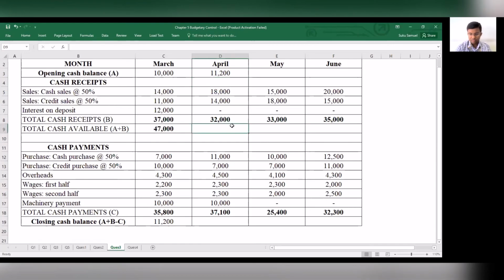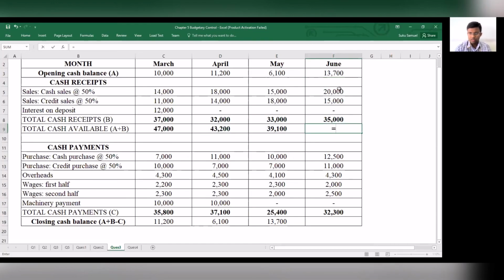So 11,200 will be your opening balance for the month of April. So April, 11,200 plus 32,000, that will be 43,200, and 43,200 minus 37,100 is 6,100. 6,100 plus 33,000, which will be 39,100. 39,100 minus 25,400, this will be 13,700.